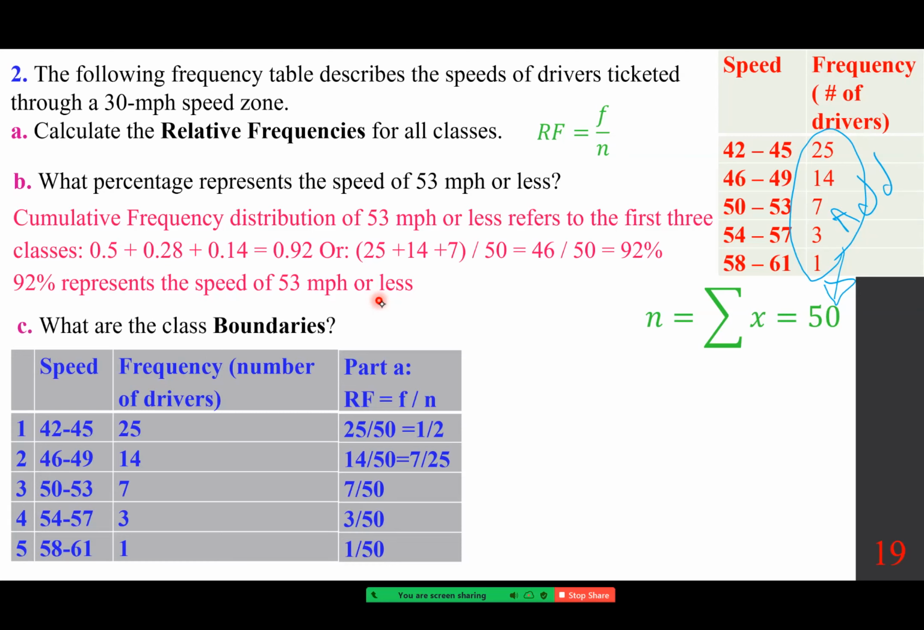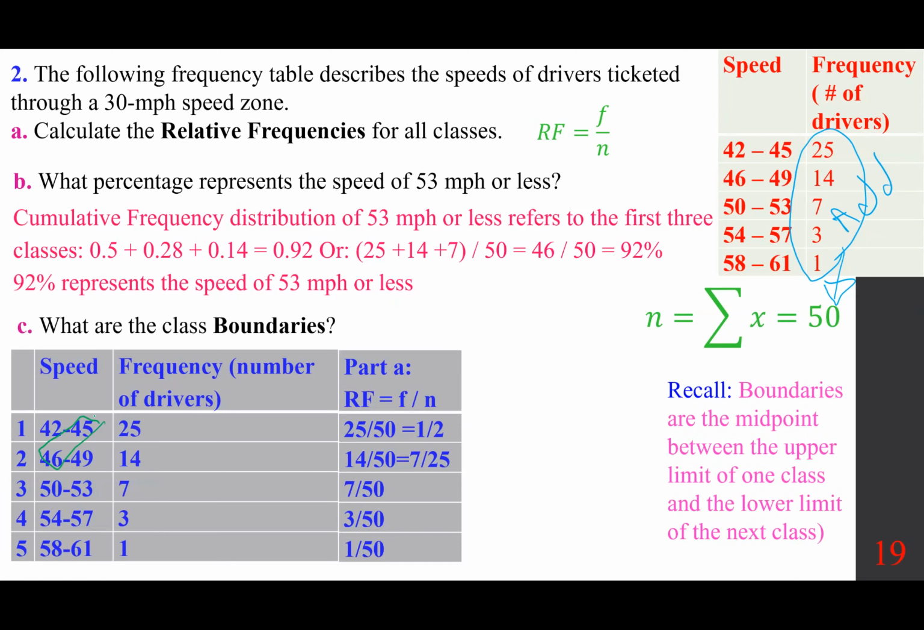We are looking for the boundaries. So again, if you add these two, divide by 2, you get 45.5. The class width will help here. The class width is 4. We call boundaries the midpoint between the upper limit of one class and the lower limit of the next one.